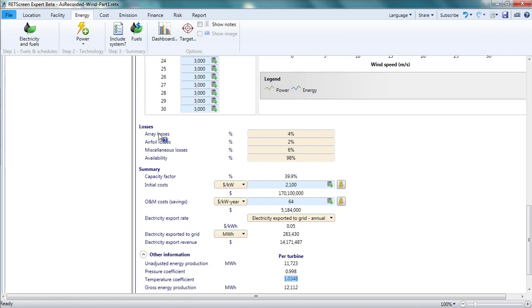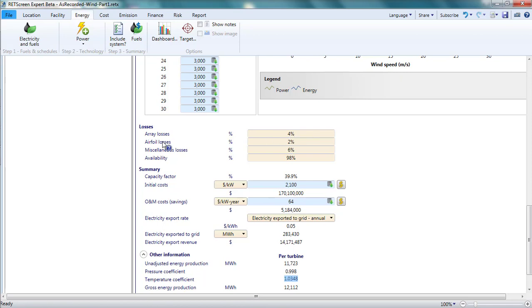Array losses occur when there is more than one turbine in the wind farm. The wake of one turbine can reduce the output of other nearby turbines. The Virtual Energy Analyzer has suggested a value of 4% for this. If the turbines were especially close together, I might increase this.